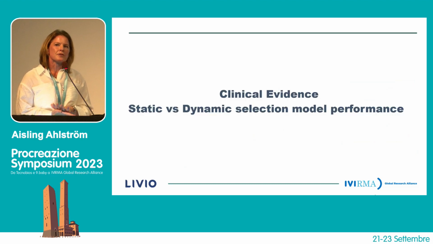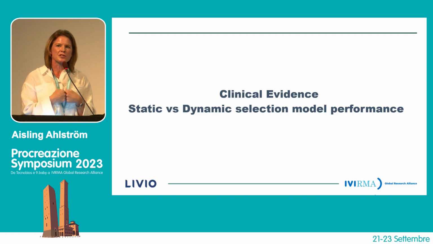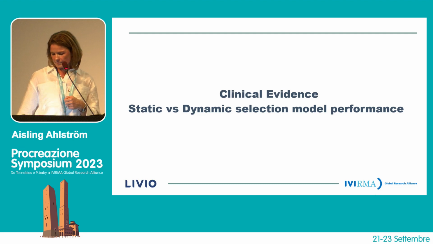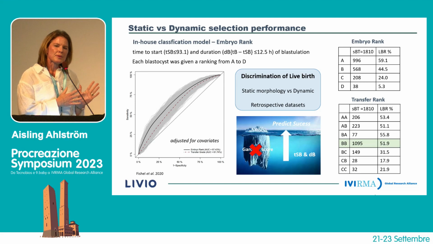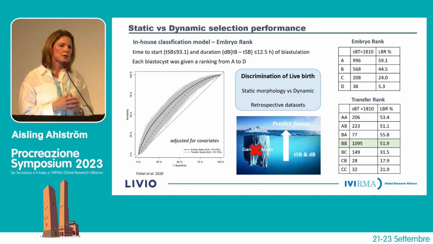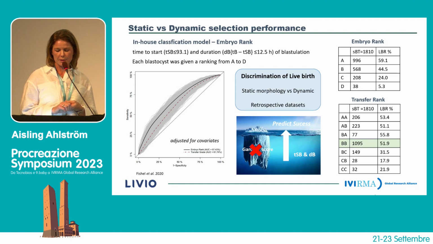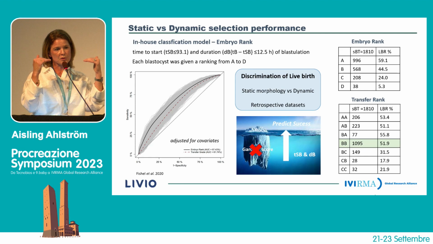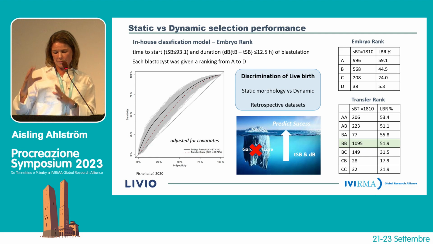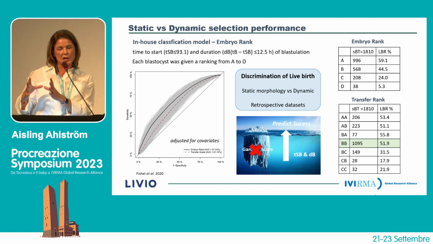So what about the recent clinical evidence? If we now put static observations up against morphokinetic or dynamic selection performance. This is a paper published by Alice and Campbell, who have done a lot of work on morphokinetic selection. It's quite an interesting paper because they're using an in-house classification model based on only two morphokinetic variables: the timing to start of blastulation and the duration of blastulation. They rank their blastocysts from A to D, and they do not use the Gardner score. They blind their embryologists to the embryo rank and ask them to score these according to Gardner score.